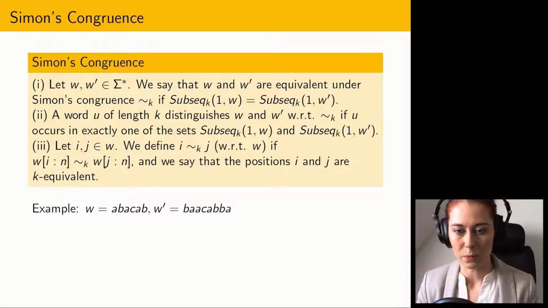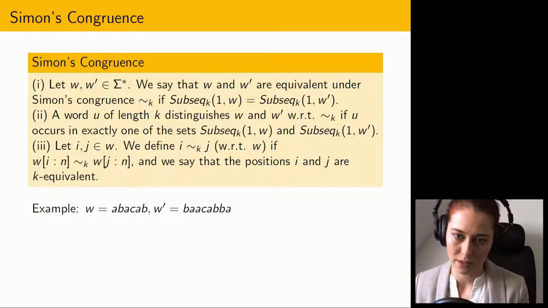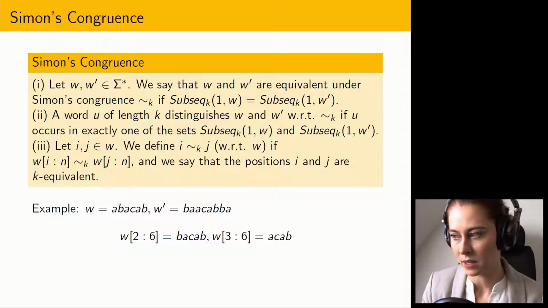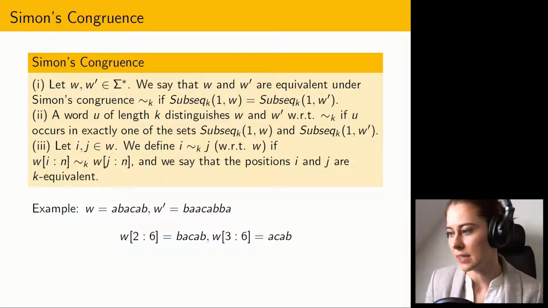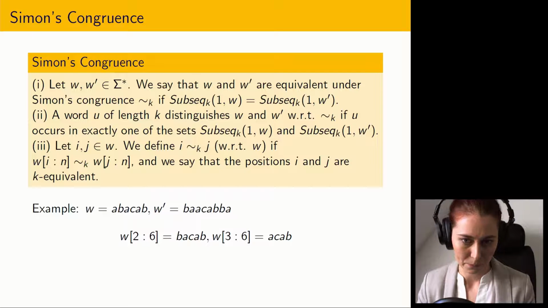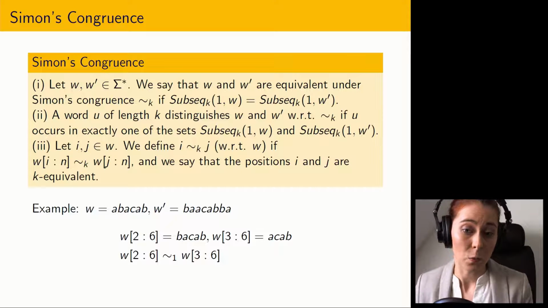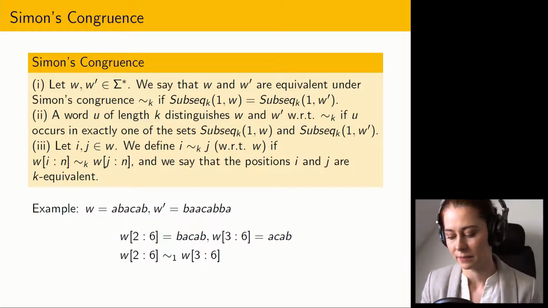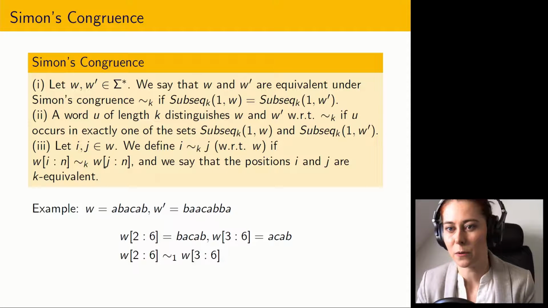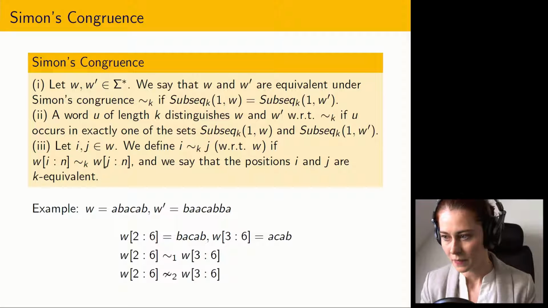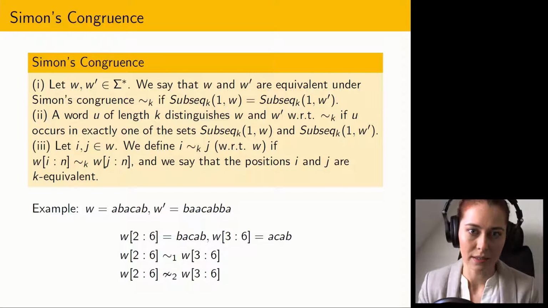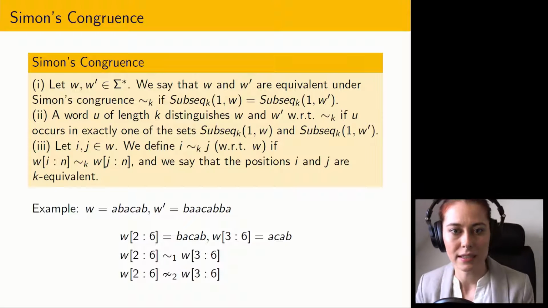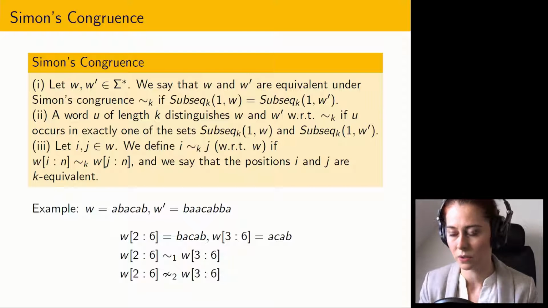So we only look at the word W now and take two suffixes from it. One we take from starting position 2 and the other one from starting position 3, which makes the words BACAB and the word ACAB. The two suffixes are definitely sim1 equivalent as both contain the letters A, B, and C and no other letter. So these are exactly our subsequences of length 1. But the two suffixes are not sim2 equivalent as we cannot build, for example, the subsequence BB in the suffix starting on position 3.